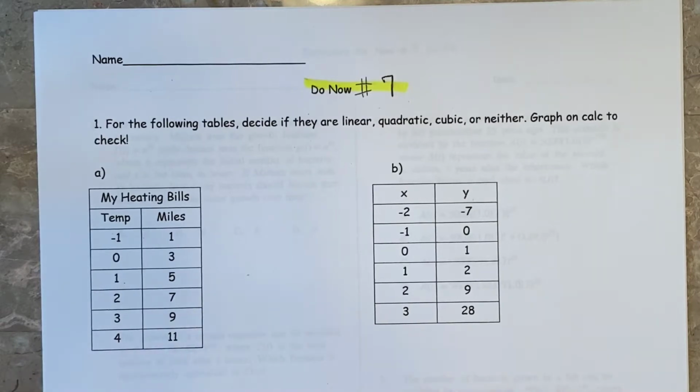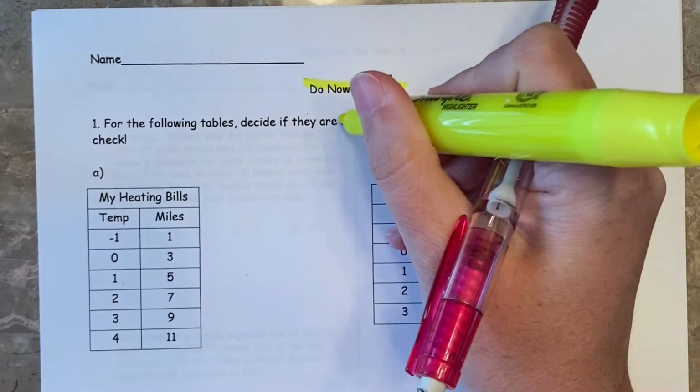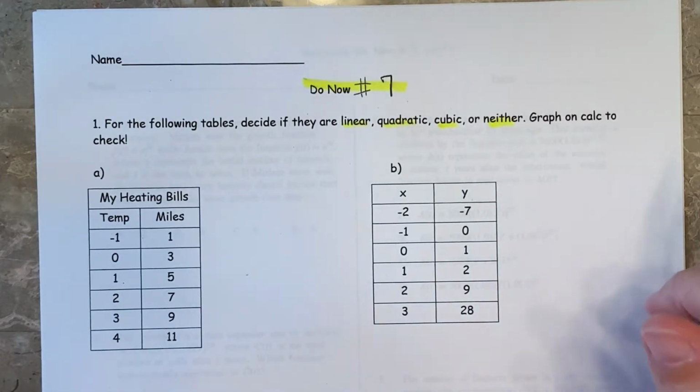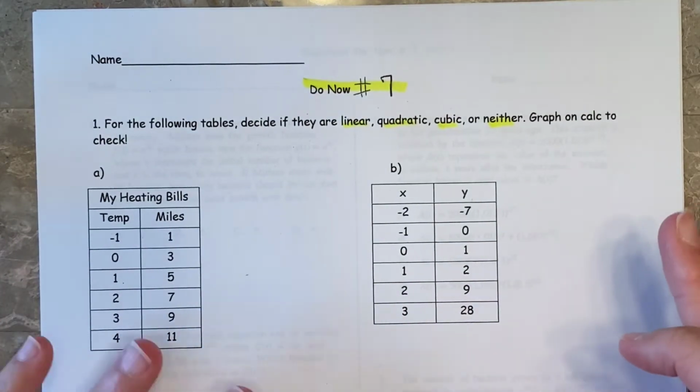So let's get started. For the first thing, for the following tables, decide if they are linear, quadratic, cubic, or neither, and then graph on the calculator to check. So I'll show you that. All right, so the last time we did this was with our average rate of change. So you have seen this already, and there is a shortcut that I taught you.